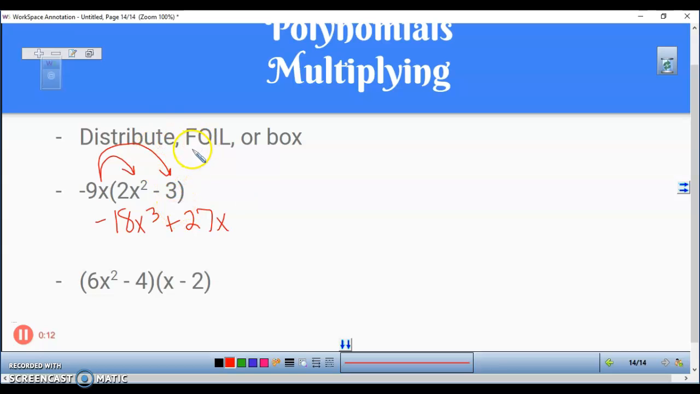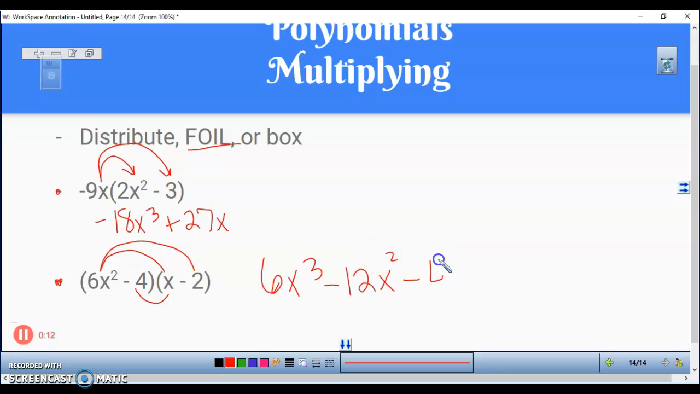So next, I will go ahead and FOIL. So first term, 6x squared times x. That would give me 6x to the third. 6x squared times negative 2 would give me negative 12x. These are not negatives, that's just my dash. Just ignore them. My inside terms would be negative 4 times x. That's negative 4. Oh, where did my square go? That's negative 4x. Then my last terms, negative 4 times negative 2, would be positive 8.